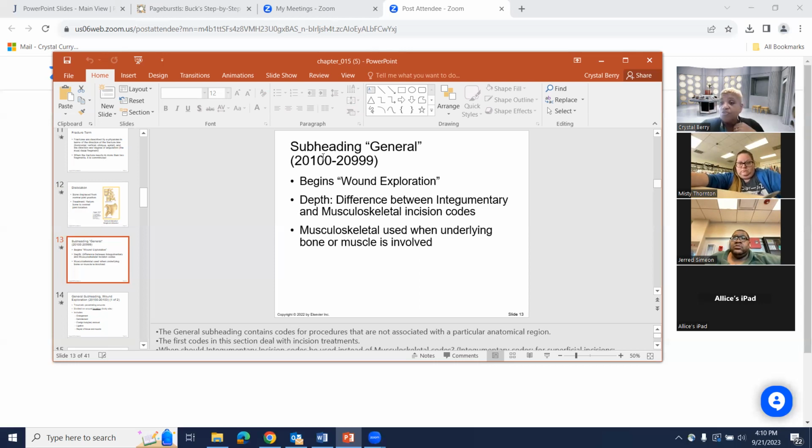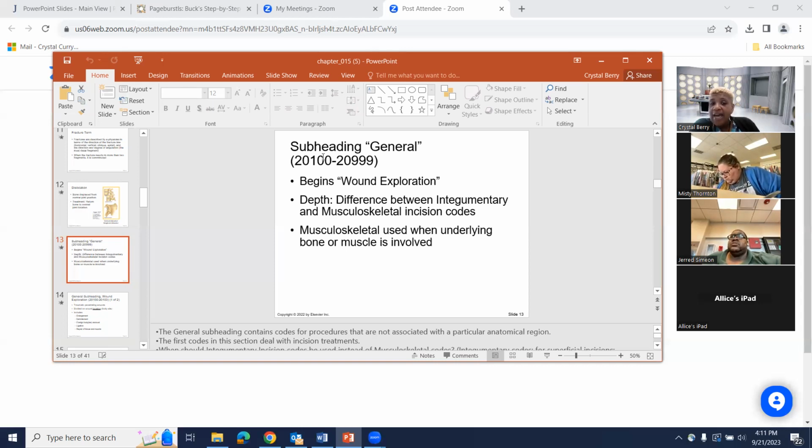So the subheading for general is 20,100 to 20,999. It begins with wound exploration. The depth is the difference between integumentary and musculoskeletal incision codes. So it's how deep. That's going to be the difference between if it's in the skin, integumentary, or if it's musculoskeletal.